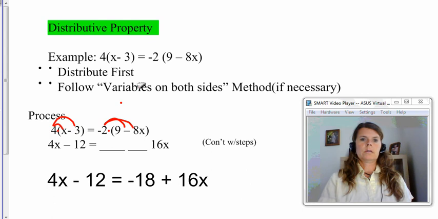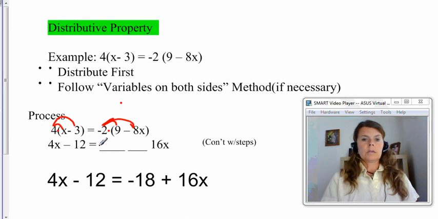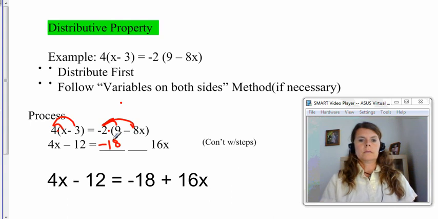Let me go ahead and erase that line, because if you're like me, sometimes you get confused if it doesn't look right. Okay, so negative 2 times 9, and negative 2 times negative 8x. This right here is a minus sign or a negative. Subtraction and negative are really the same thing. So negative 2 times 9 is negative 18, and a negative 2 times a negative 8 is a positive 16x. You can see it right down here.